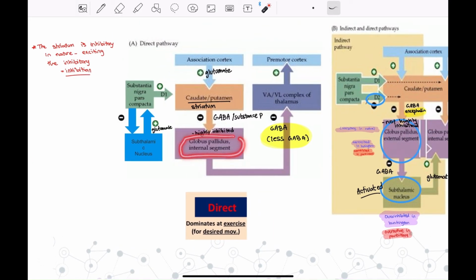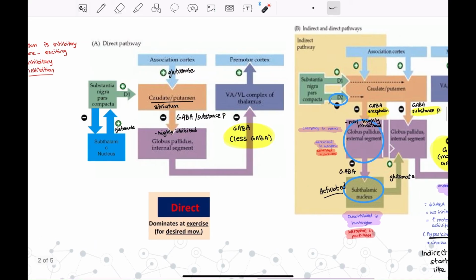Now, what's next? This globus pallidus internus is also inhibitory in nature. Why? Because it's secreting GABA. Makes sense, right? But just like we just said, the level of GABA is what determines the outcome in both pathways. Over here, I need to excite the thalamus. Why? Because I want movement. The goal of this pathway is to promote movement.